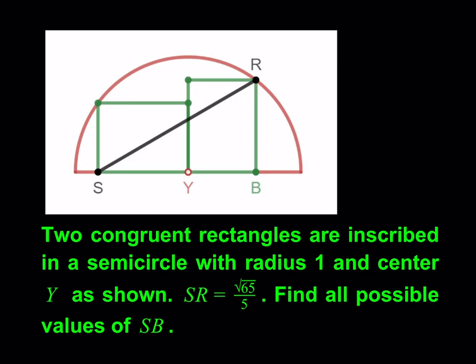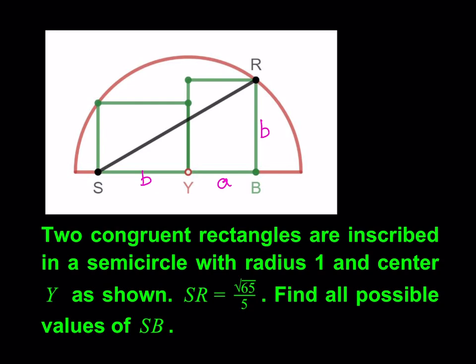Let's get started. Two congruent rectangles are inscribed in a semicircle with radius 1 and center Y, as shown. So let's start by naming this side length A and this one B. From here, we are given the length of SR.